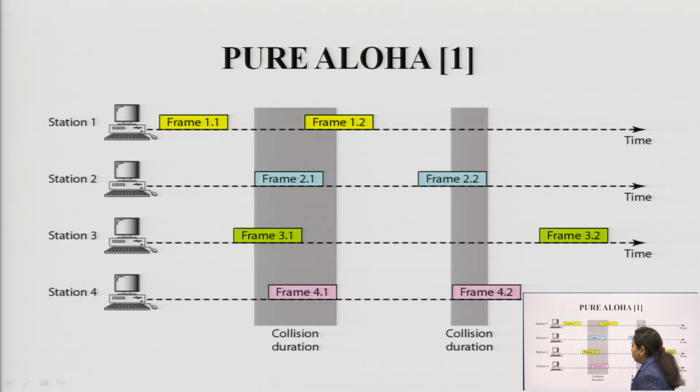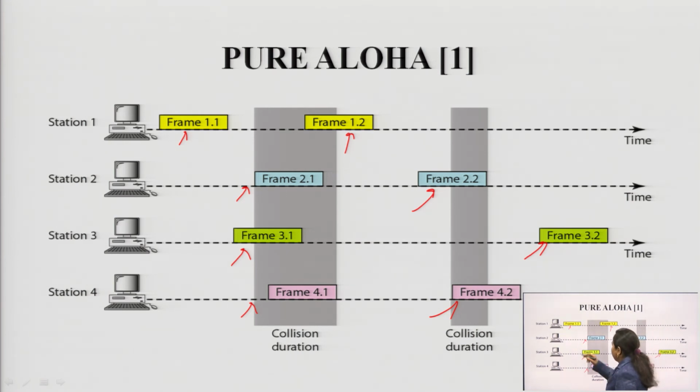In pure ALOHA, this example shows 4 different stations going to access a common channel. Each station has 2 frames: the first station has frame 1.1 and frame 1.2, the second station frame 2.1 and 2.2, the third frame 3.1 and 3.2, and frame 4.1 and 4.2. So, these are the different frames, 2 frames per station, and they will transmit or access the common channel. In case of pure ALOHA, no order is followed; a station will transmit whenever it has data.